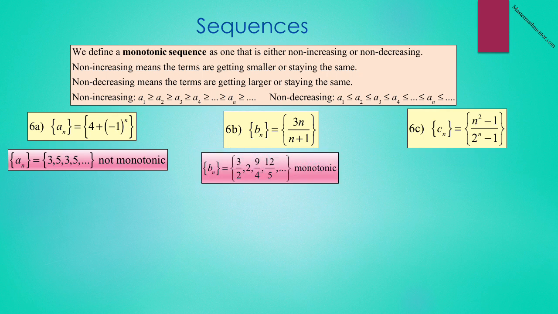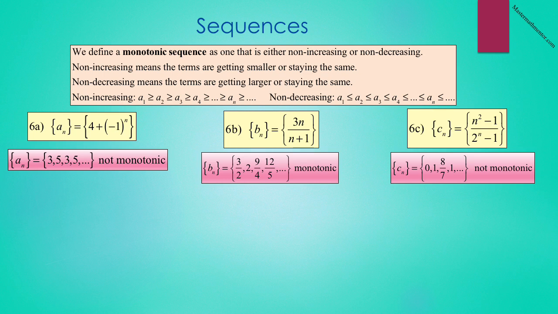In 6b, we're given the sequence b sub n equals 3n over n plus 1. The terms are 3 halves, 2, 9 fourths, 12 fifths, and the terms are getting larger, and therefore this is monotonic. To actually prove that, you need to show that 3n over n plus 1 is an increasing function. Take the derivative and you will find that the derivative will always be a positive number, meaning that these terms are getting larger.